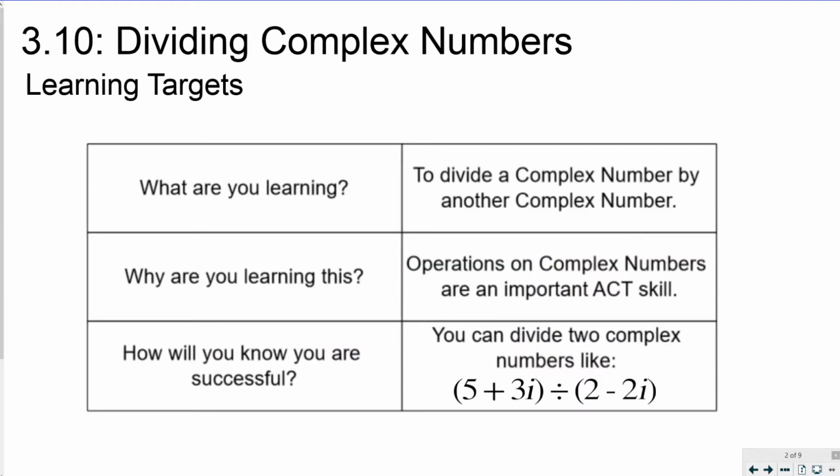So, dividing complex numbers, we're going to learn to divide a complex number by another complex number. We're learning this because operations on complex numbers are an important ACT skill, and you know you're successful when you can divide two complex numbers like 5 plus 3i divided by 2 minus 2i.